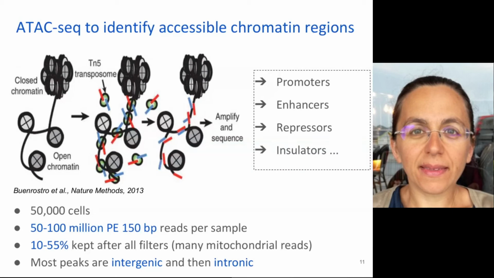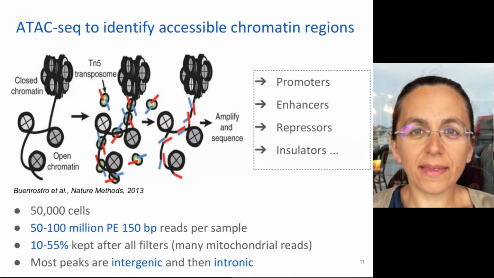But unfortunately, we had many mitochondrial reads, so we lose a lot, and after all the filters we only keep between 10 and 50% of the reads. I'm going to come back to how we did the pipeline, but most of the peaks that we find are intergenic, the large majority, and then intronic. Then on slide 12, I give this pipeline.